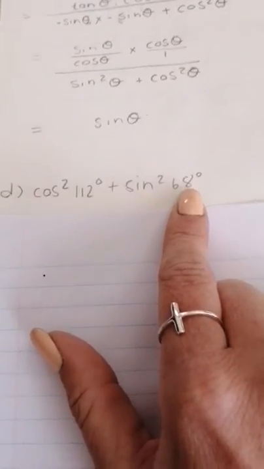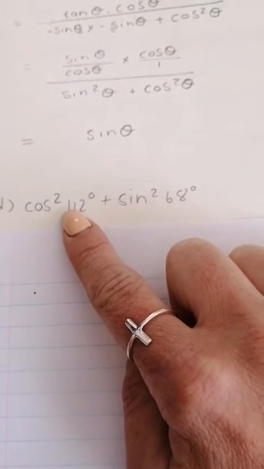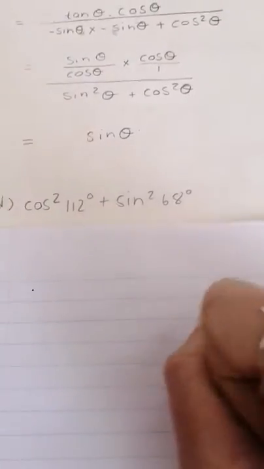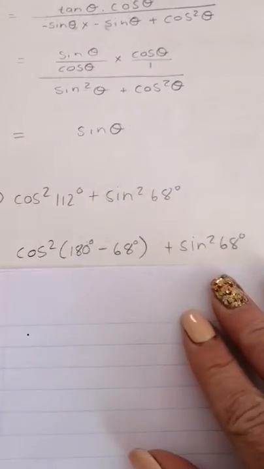Right. So I'm going to have to change that 112 because that's not an acute angle in any case. So it's not in its simplest form. I need to get it to its simplest form first. So I'm going to say 180 degrees minus 68.